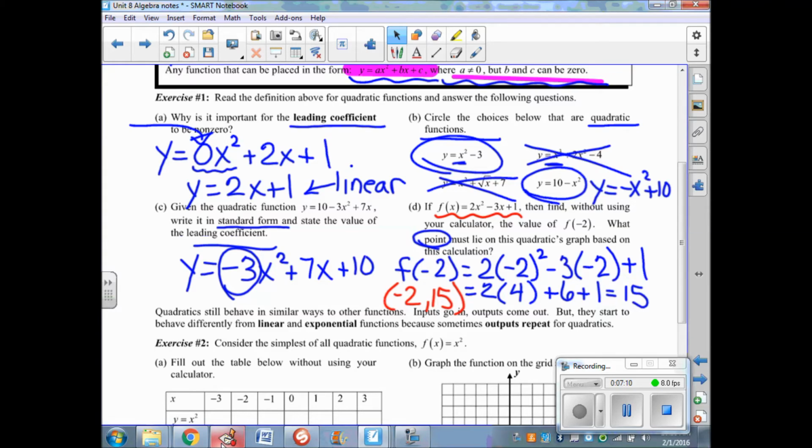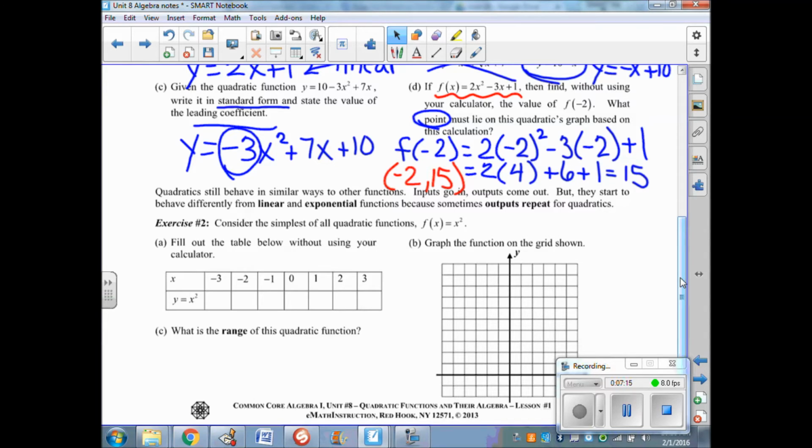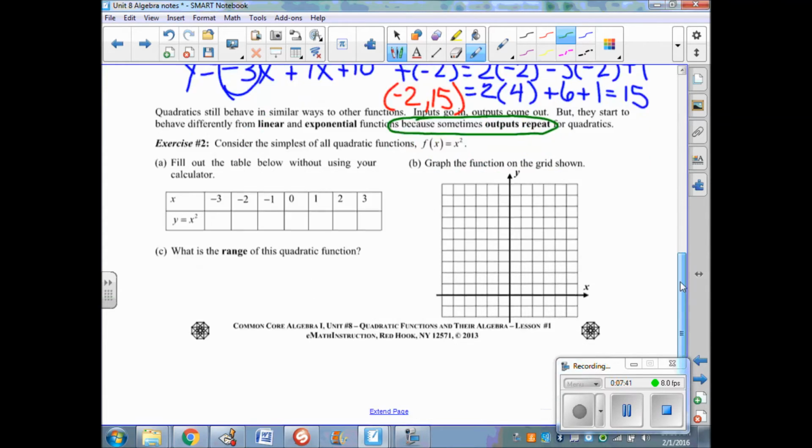So going back to our notes here, it says quadratics still behave in similar ways to other functions. Inputs go in, outputs come out, but they start to behave differently from linear and exponential functions because sometimes the outputs repeat, okay, which is kind of cool because the quadratic has some neat symmetries that happen. So what I'm going to have you do is exercise 2 on your own and come into class with that done.